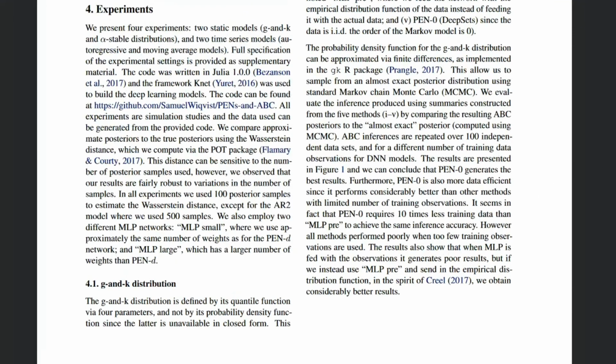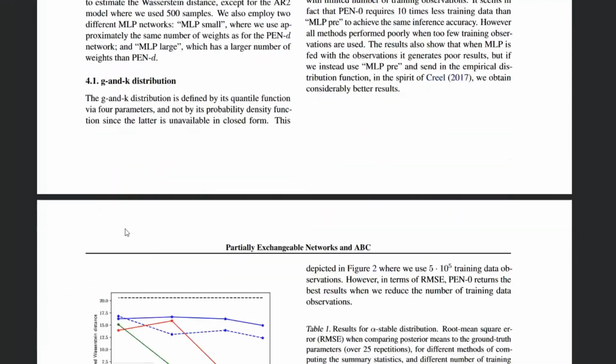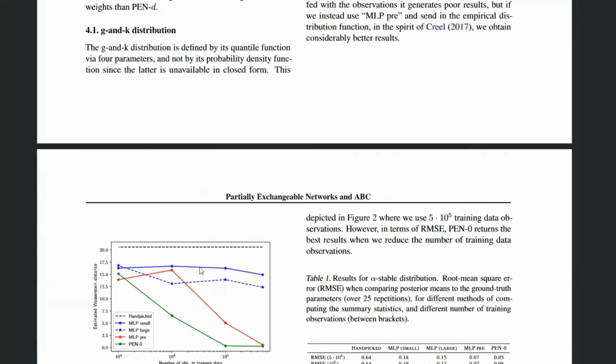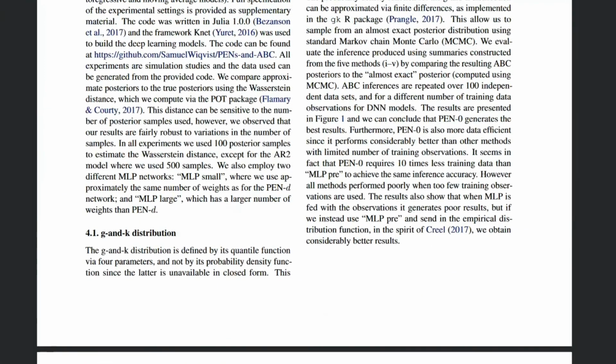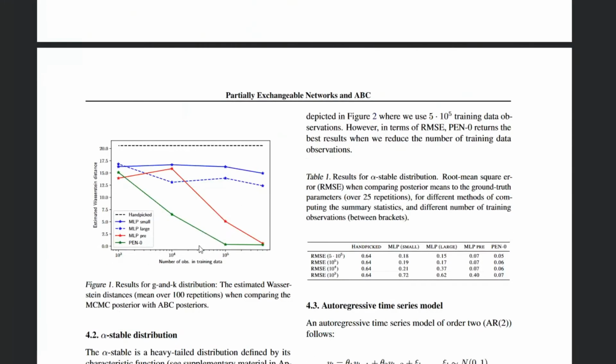As you can see here, the ABC inference repeats over 100 independent data sets. It also shows in this experiment that it all uses over 100 repetitions. In fact, PN0 requires 10 times less training data than MLP pre. This is based on this line, as you can also see here.